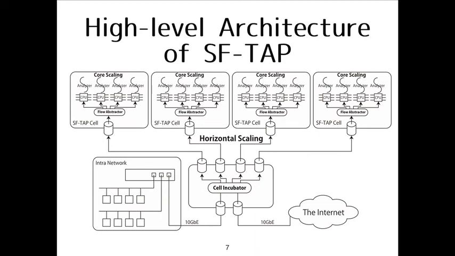This picture shows the high-level architecture of STAP. STAP mainly consists of two parts. The first part is the STAP cell incubator. It captures high bandwidth traffic from the network, separates it, and forwards it to multiple STAP cells. Inside each STAP cell, the flow abstractor and analyzers are running. With this architecture, we achieved horizontal scalability and core scalability.